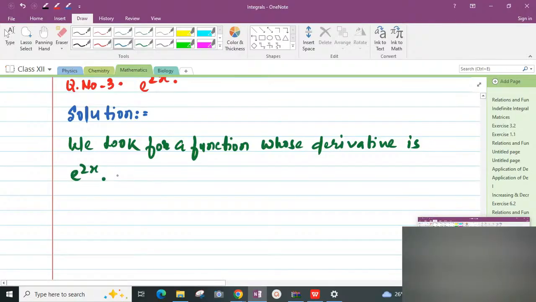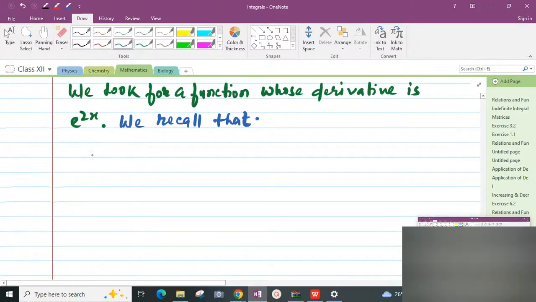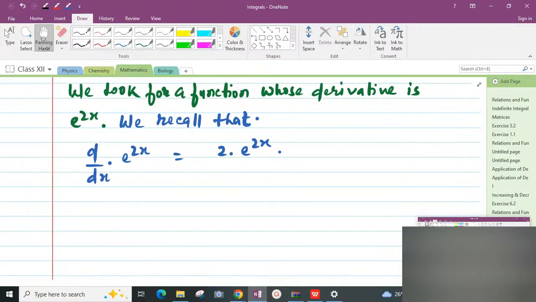For this, we recall that d/dx of e to the power 2x equal to 2 into e to the power 2x. Hope there is no problem to understand up to this step.